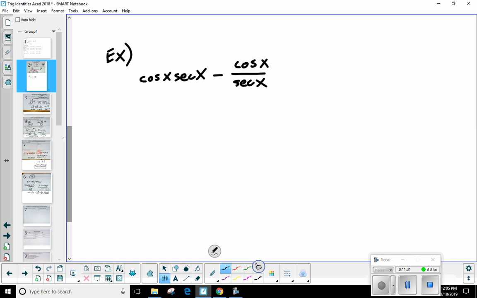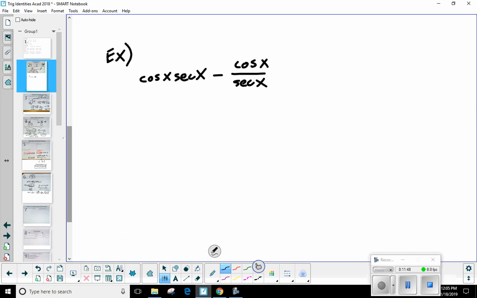How do you mean separate it? Like, you know how sometimes if it's just a fraction, we can take off cosine x, so it would be 1 over secant. Well, secant goes... Oh, so you're wanting to change cosine to 1 over secant? Yeah. Or you want to change secant to 1 over cosine?